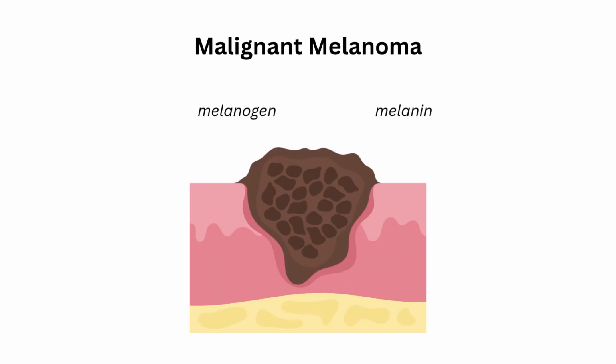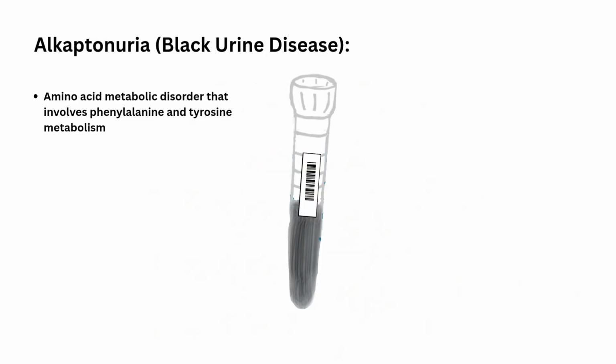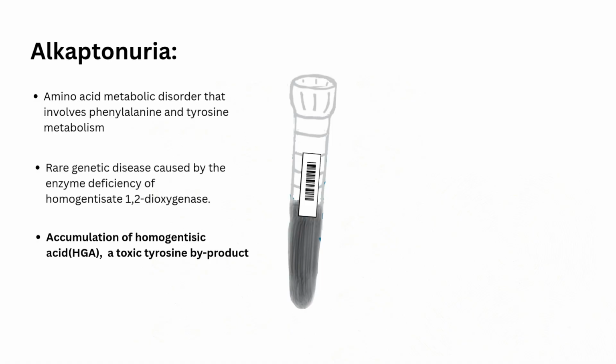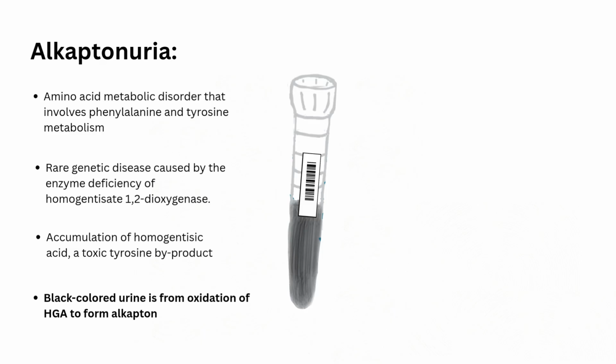If the urine dipstick is negative for blood, then the pigment may be melanogen caused by malignant melanoma. Another possibility is alkaptonuria, an inborn error of metabolism involving phenylalanine and tyrosine metabolism. For your information only, it is a rare genetic disease caused by an enzyme deficiency of homogentisate 1,2 dioxygenase. We see an accumulation of homogentisic acid, a toxic tyrosine byproduct. Black colored urine forms after oxidation of HGA to form alkapton.